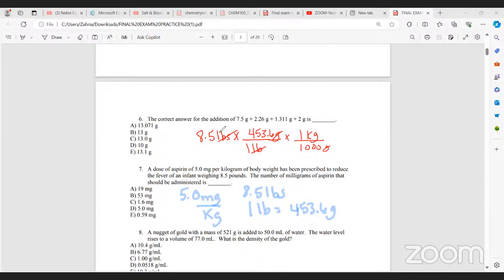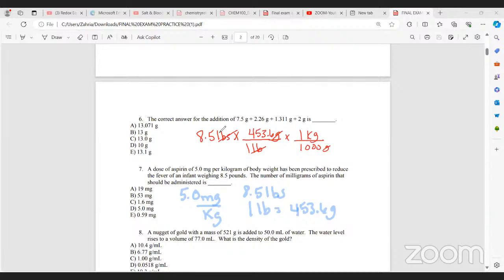I'm going to see if I can put a calculator up on the screen here so you all can see me entering the numbers. Okay. So you've got 8.5 times 453.6, then divide that by 1,000. 8.5 times 453.6, divide that by 1,000. So you get 3.8556, or we could just say 3.9.